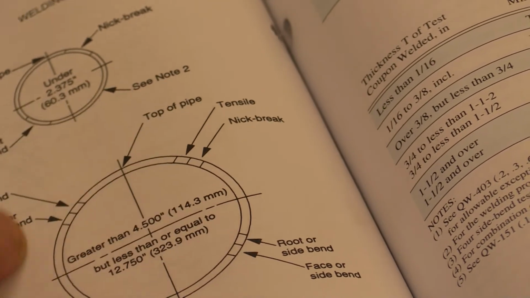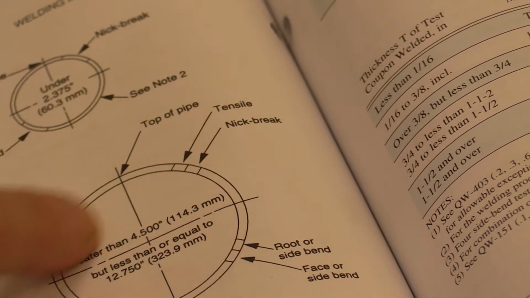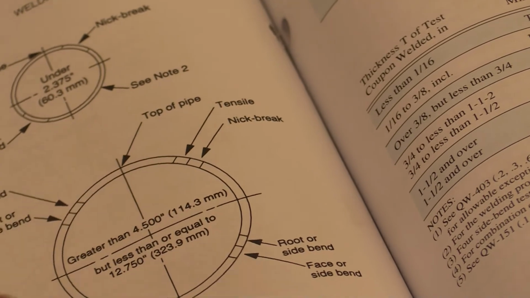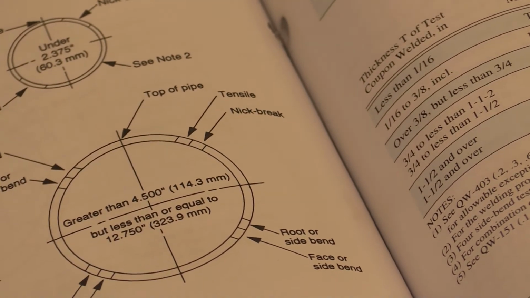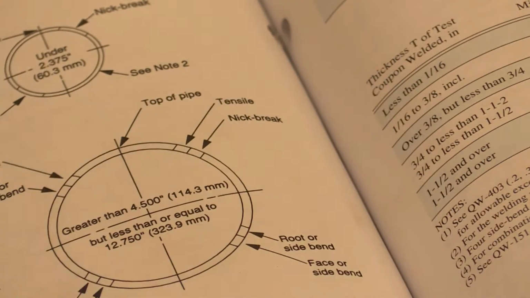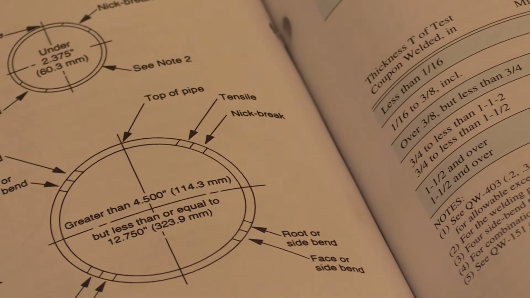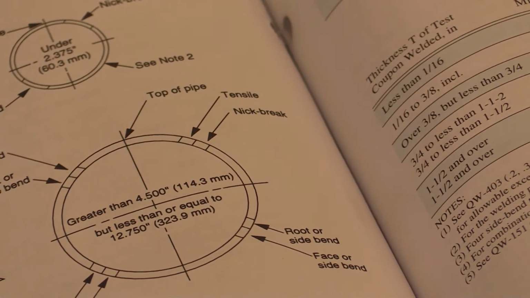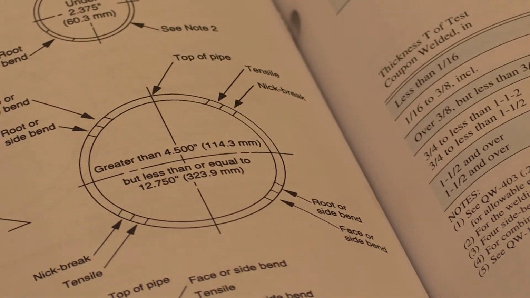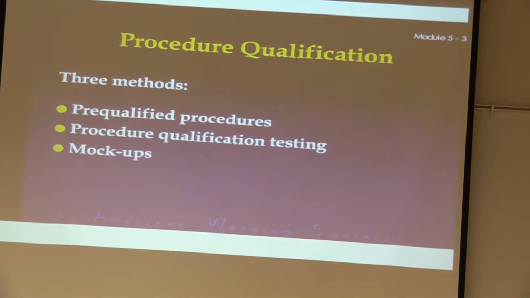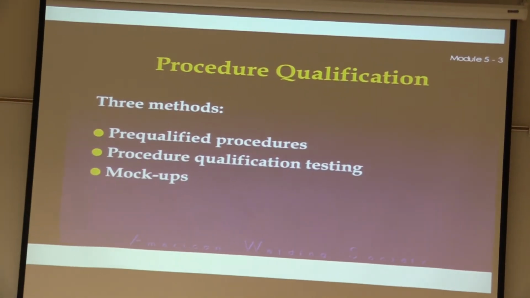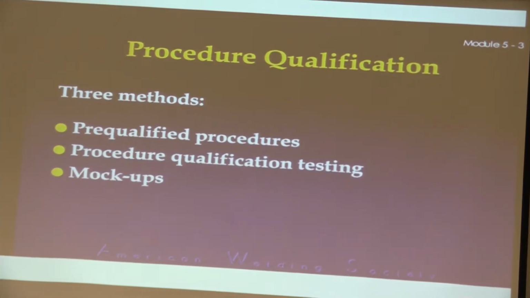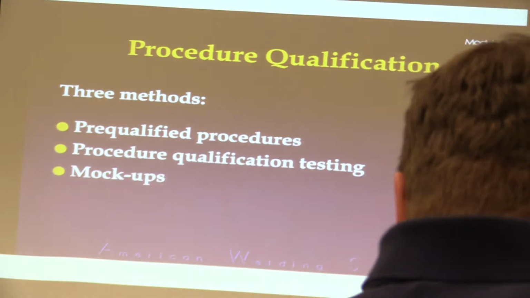So this is API 1104. 1104 is the only one that has a nick break in it, okay? But look at that, 8 coupons instead of 4. And these 4 are just for mechanical testing to make sure that this stuff is actually applicable, and that the weld that we just did is metallurgically capable of holding together. Okay, that's basically the part for the PQR, or the procedure qualification record.